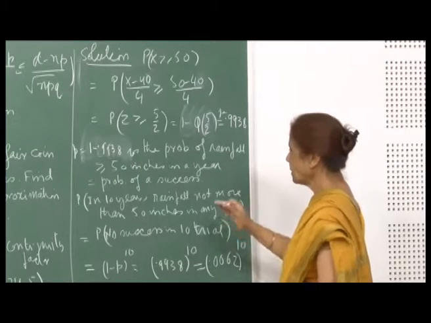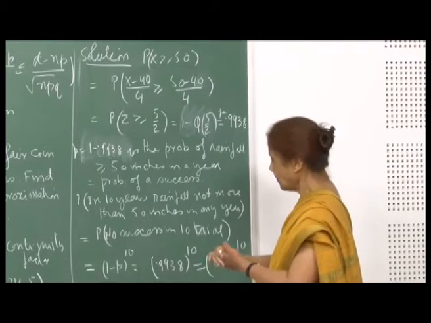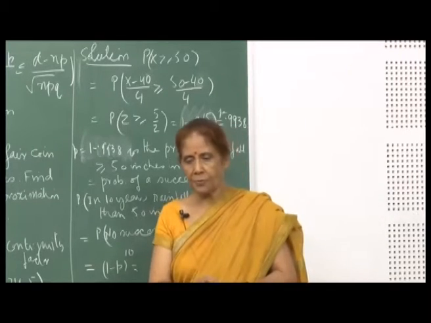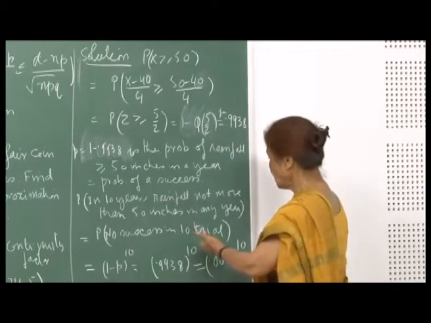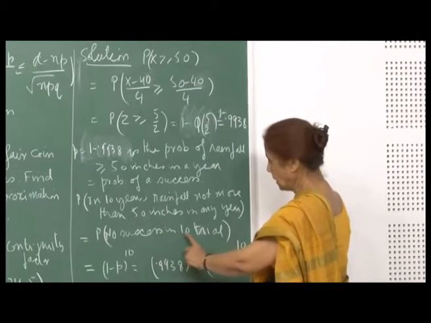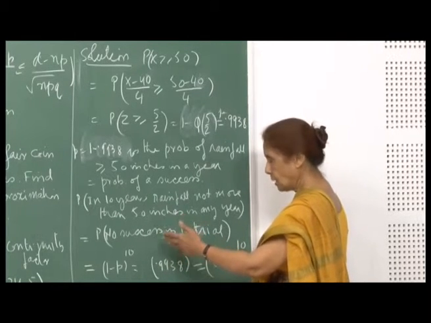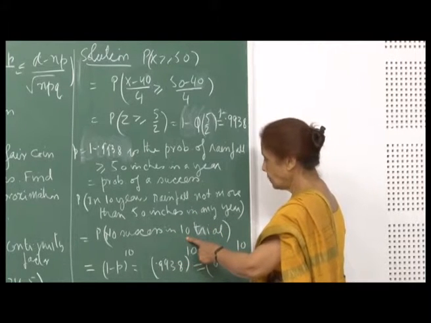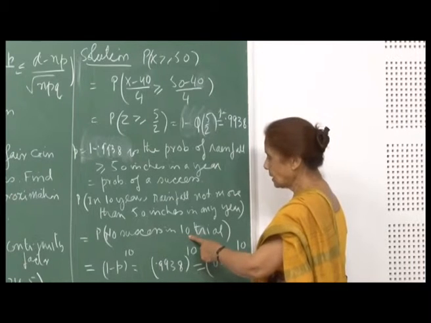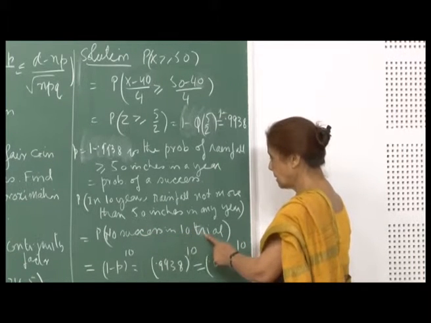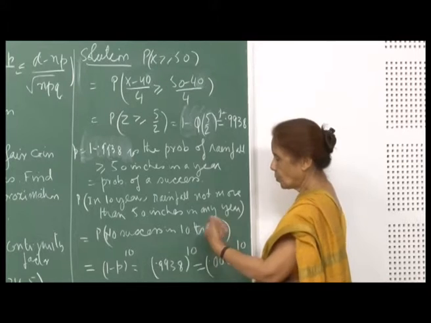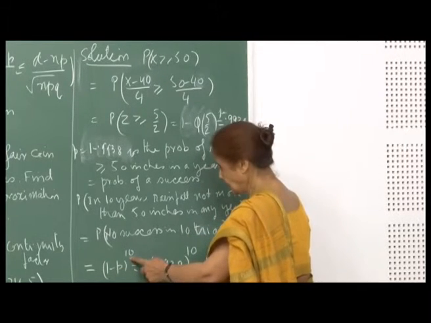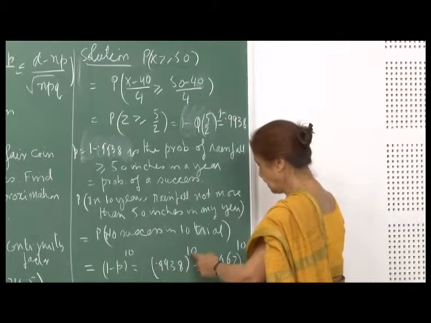So, if I treat every year as a trial, that means the trial is you add up the total rainfall in that year, and then you are saying that in 10 years, in none of the years that you count beginning from this year, the rainfall is more than 50 inches. That means, in other words, there is no success in these 10 trials. And so, the probability of no success in 10 trials would be 1 minus p raised to 10, which would be 0.9938 raised to 10.